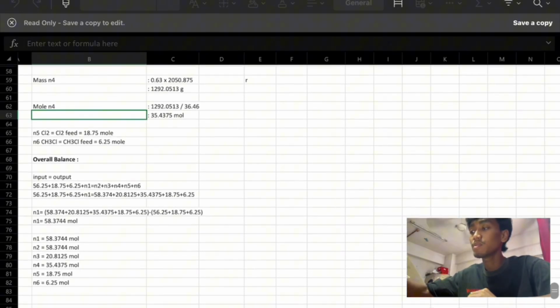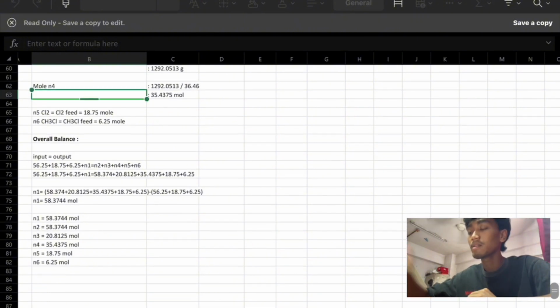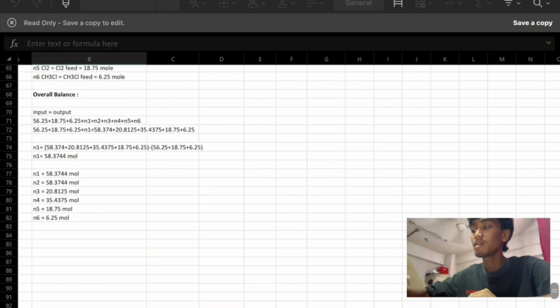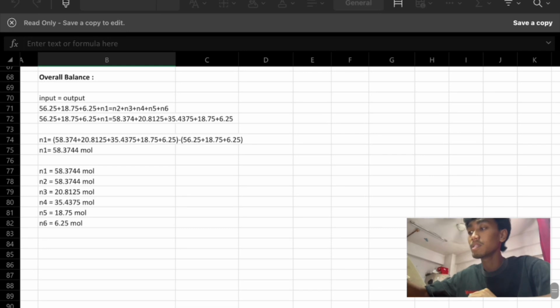From the overall balance, input equals output, and the equation is 56.25 plus 18.75 plus 6.25 plus N1 equals N2 plus N3 plus N4 plus N5 plus N6. And we got all the unknowns: N1 equals 58.3744 mole, N2 equals 58.3744 mole, N3 equals 0.38125 mole, N4 is 35.4375 mole, N5 is 18.75 mole, and lastly N6 equals 6.25 mole.